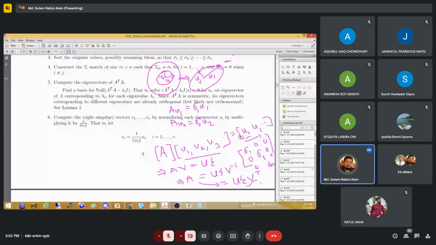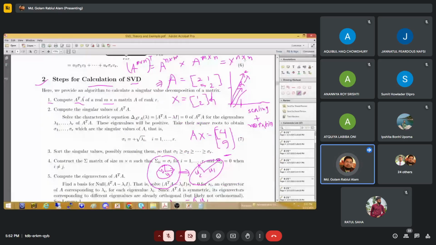The resultant matrix dimension, let's say X, will be n into n. This is n and that is also n, so we will get n into n. So this is the first step.